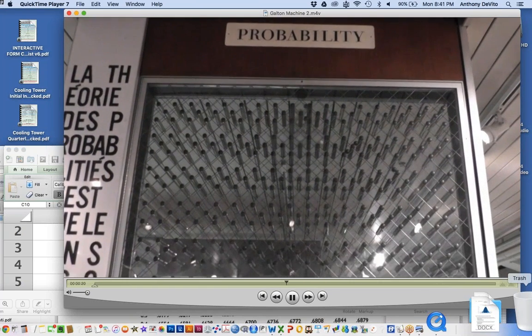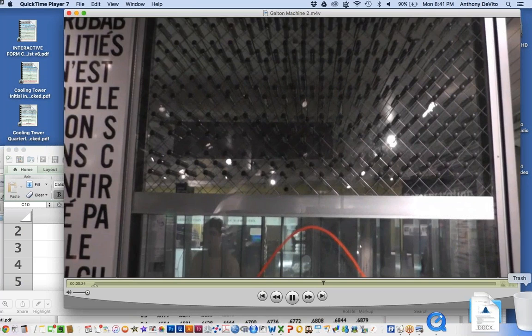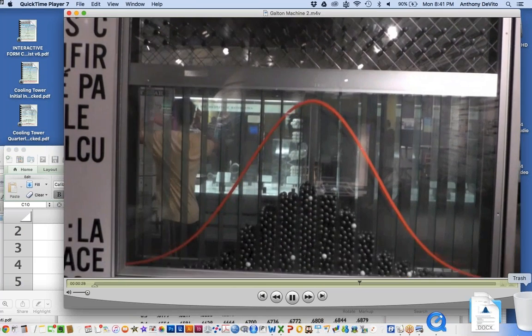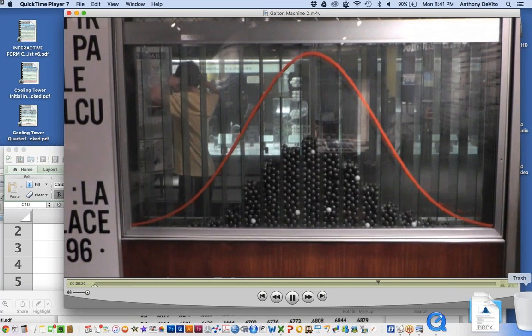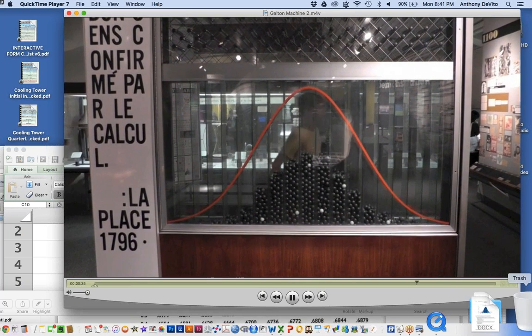Okay, and this is happening in real life. This is not a rigged machine or anything like that. And sure enough, if you go down to the bottom, it's forming a normal distribution. It's not really a normal distribution. It's a little bit different formula-wise than a normal distribution because it's binomial.